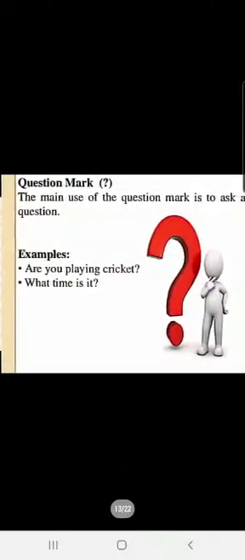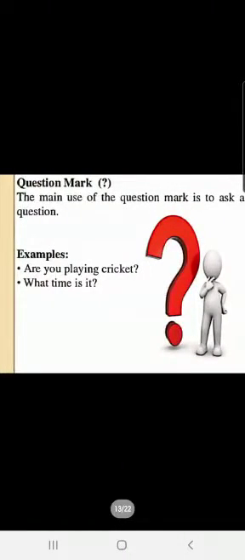Question mark, this is also one of the punctuation marks, children, and a very common one. You all have seen this punctuation mark when we were doing interrogative sentences. The sentences which ask a question end with a question mark, like: Are you playing cricket? What time is it? So whenever you ask a question, we put a question mark at the end. It is very important to put a question mark at the end.